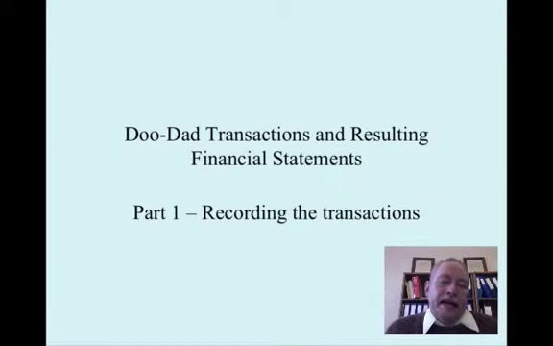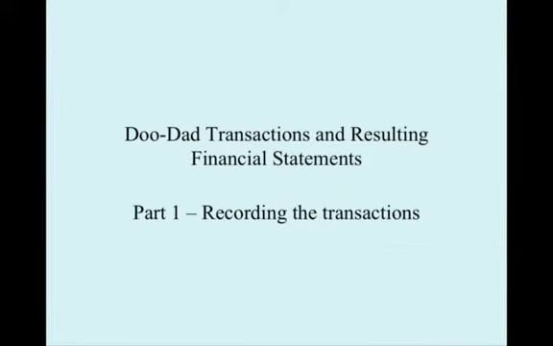This is a doodad example, and it is an example that's going to take us through a set of transactions, trial balances, adjusting entries, an unadjusted trial balance, adjusting entries, and then an adjusted trial balance, and then a multi-step income statement, and a classified balance sheet. And we're going to do this all in the next half hour or so.